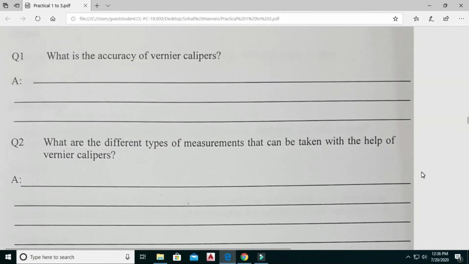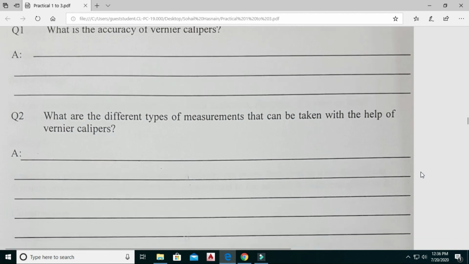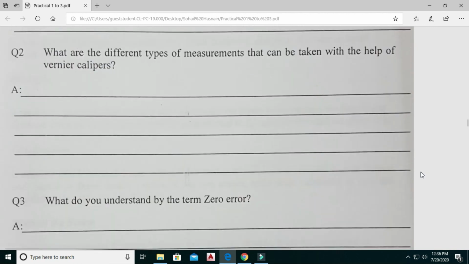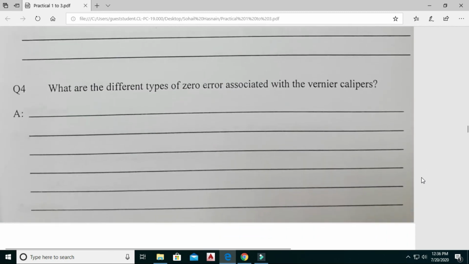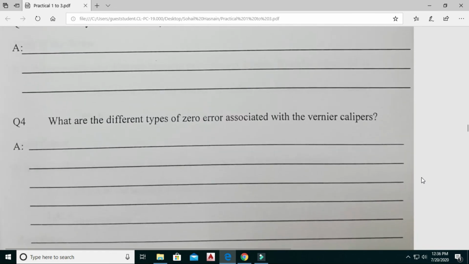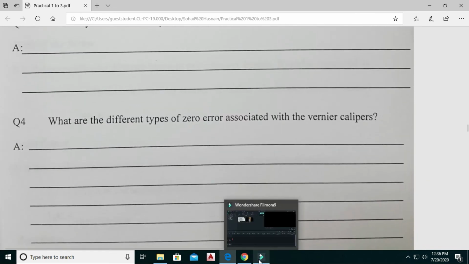What is the accuracy of the Vernier caliper? The accuracy of the Vernier caliper is the least count. What are the different types of measurement that can be taken with the help of Vernier caliper? Inner dia, outer dia, length, and depth can be taken with the help of Vernier caliper. What do you mean by zero error? It is written in your workbook, and I explained to you what is meant by positive and negative zero error. The concept is also given to you. So write down the answers there briefly, and that will cover the first experiment. Thank you.